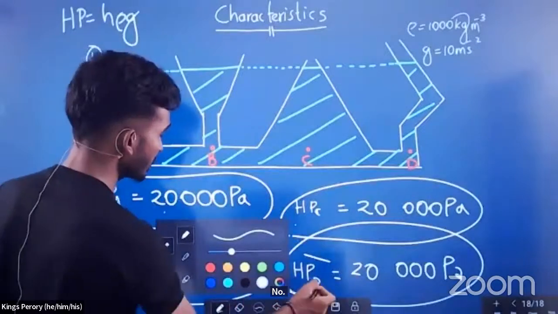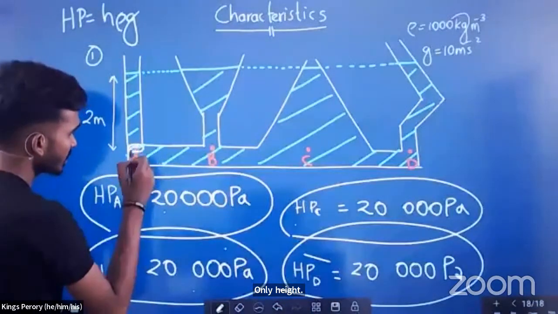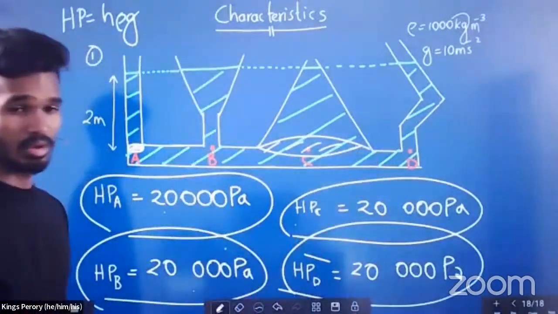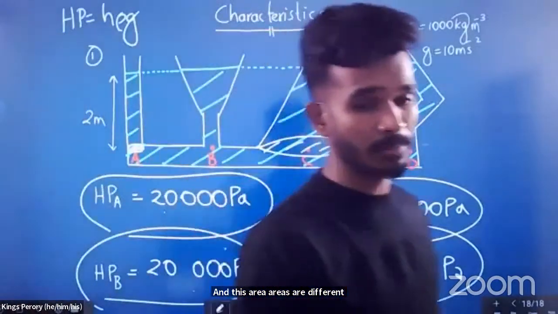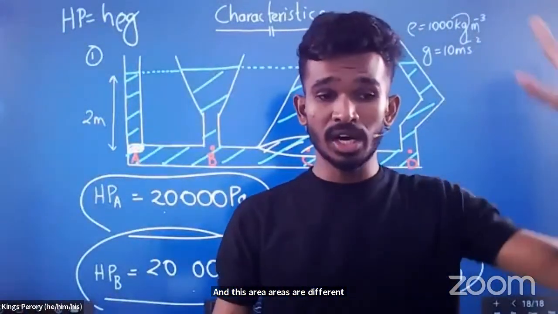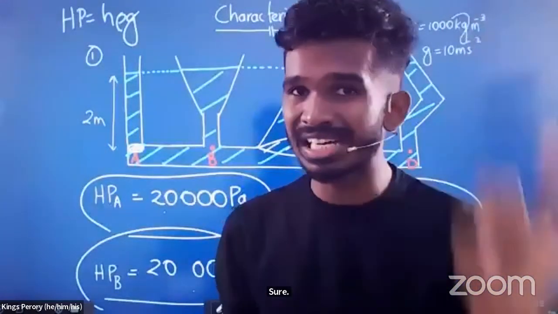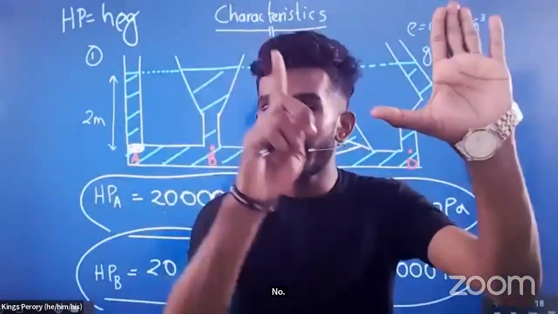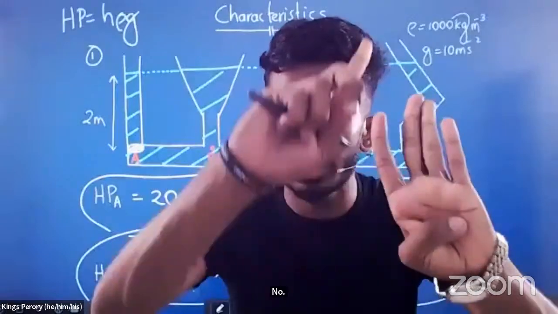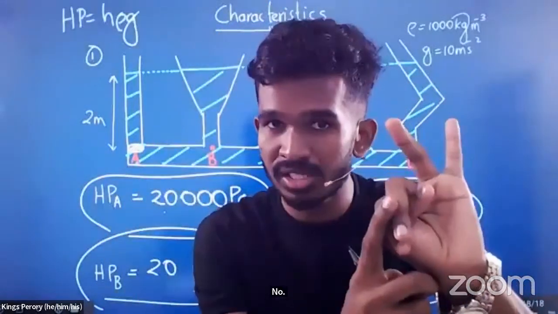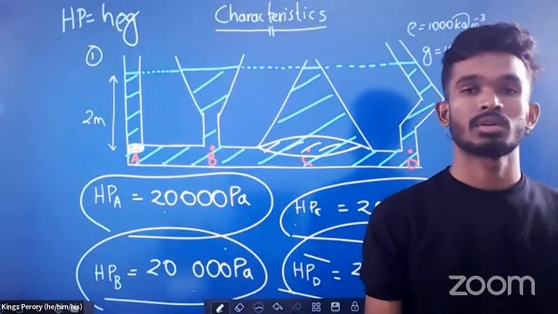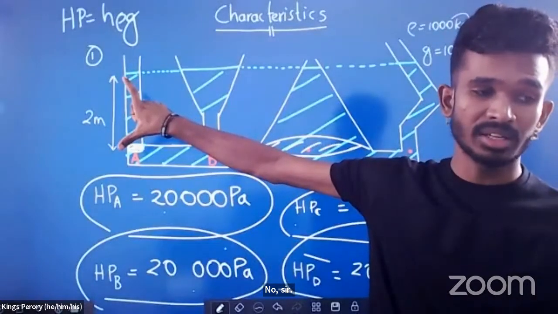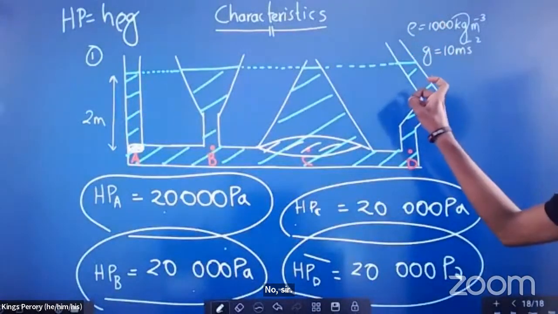Even look at the surface area. This area and this area. The areas are different. But still, what can you tell about the hydrostatic pressure? They are the same. Third question: does hydrostatic pressure depend on the surface area? No. Altogether, does hydrostatic pressure depend on the shape of the container, volume of the container, and the surface area? No. It only depends on the depth or height, density, and gravitational acceleration.